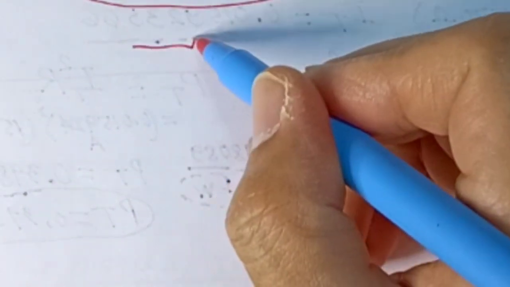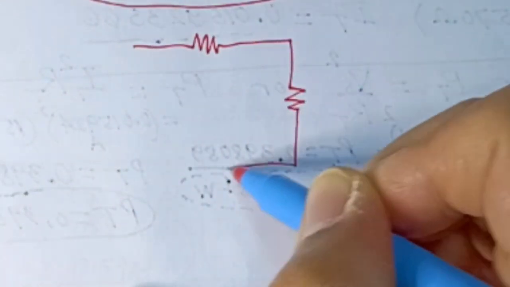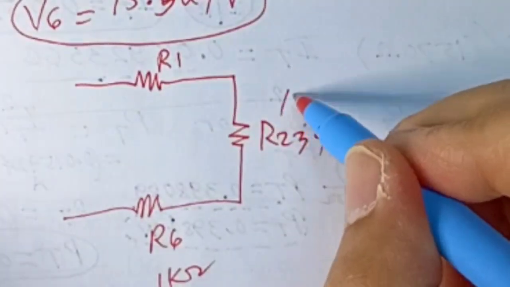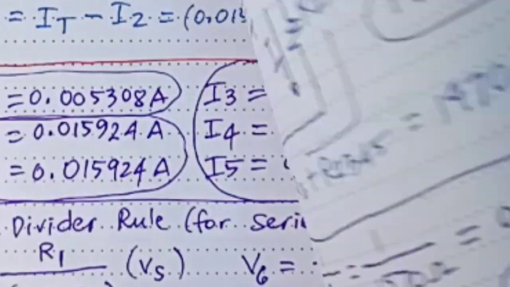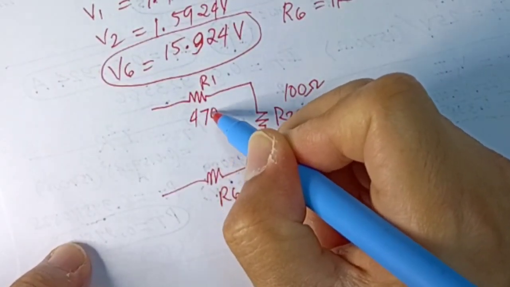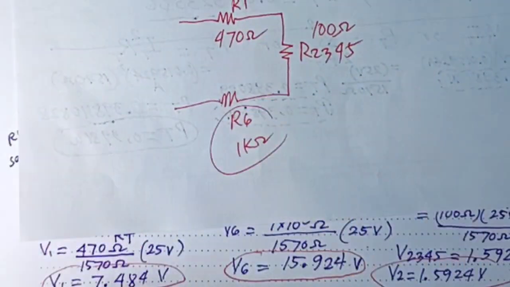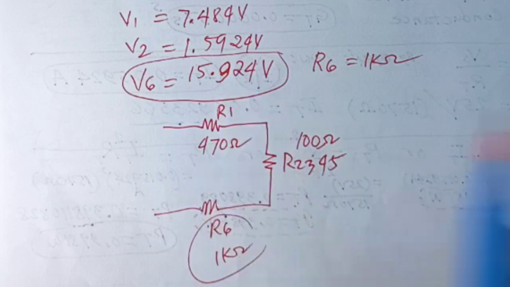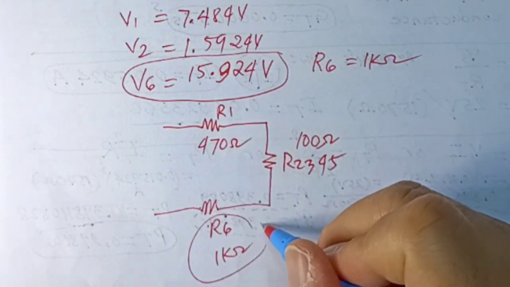So if you think about it, if we analyze the circuit again as 3 resistors, there will be only 3 resistors in series here, like this. We will have R1, we will have R6, this is 1 kilo ohm, and we will have R2, 3, 4, 5, 100 ohms, all right? And then R1 is only how much? 470 ohms. But the R6 is 1 kilo ohm. That's why R6 voltage V6 is very big, 15.924.